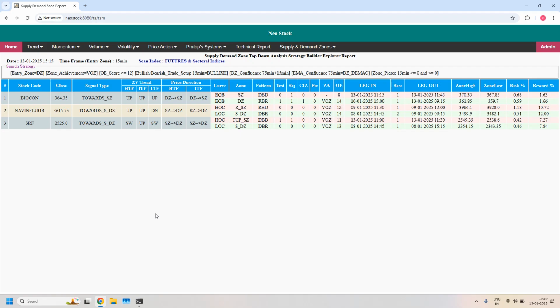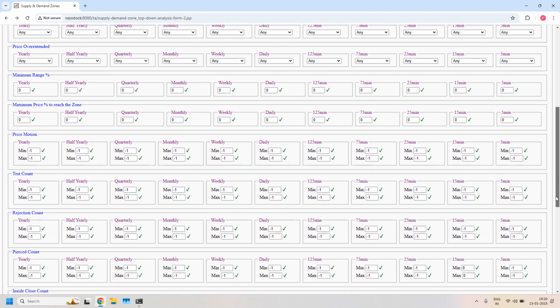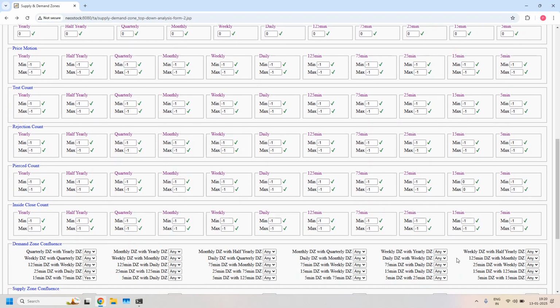Next, let us look for LTF, ITF, HTF demand zone confluence, all the 3. So I have to remove EMA filter, removed it. Next, in the demand zone confluence, 3 filters we have to set. First filter is already enabled, 15 minute zone with 75 minute zone confluence.